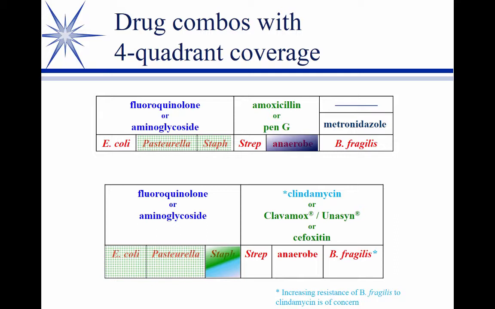So in life-threatening emergencies, I tend to go toward aminoglycoside combos rather than fluoroquinolone combos. So bear that in mind. Either aminoglycoside combo or meropenem are my two big choices when I really, really need to be right. Okay, so that's four quadrant. Any questions about four quadrant?